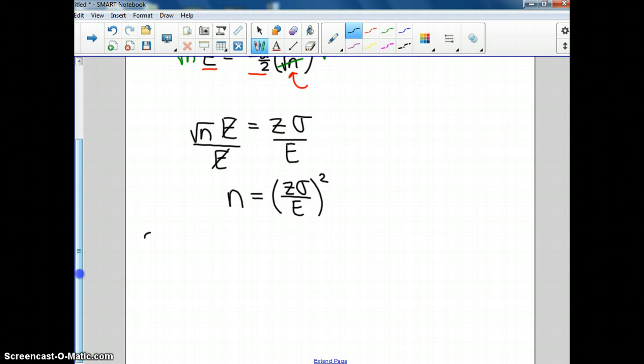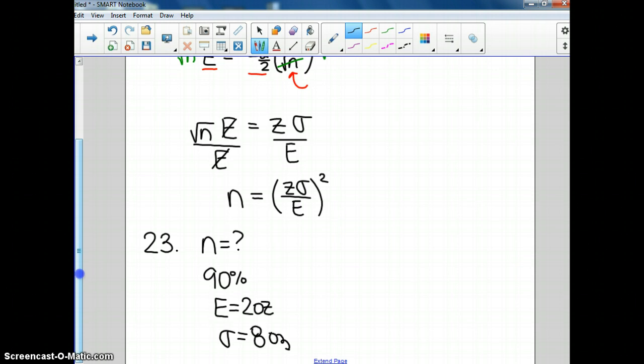I'm looking now at number 23 in your exercise set. It says a healthcare professional wishes to estimate the birth weights of infants. How large must the sample be? So we're looking for n. If she desires to be 90% confident, and the true mean is within 2 ounces of the actual sample mean. And we're going to assume again that we know this population parameter, that the standard deviation is 8 ounces.